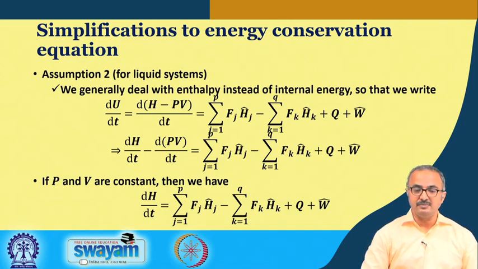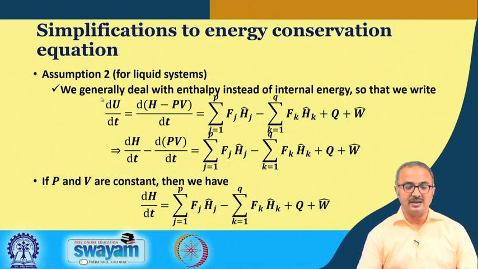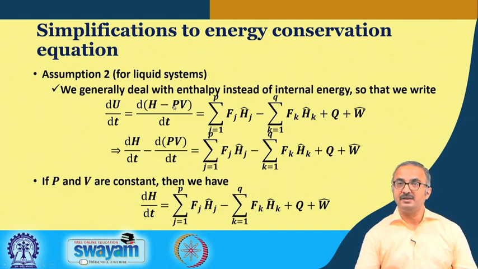Another simplification may come due to this, for liquid systems specifically, it is not for gaseous systems. Now, we see that we can write this U in terms of the enthalpy. What we do is replace U by H minus PV. Now, this is a mathematical arrangement. The right hand side remains the same as we have done in the previous slide.